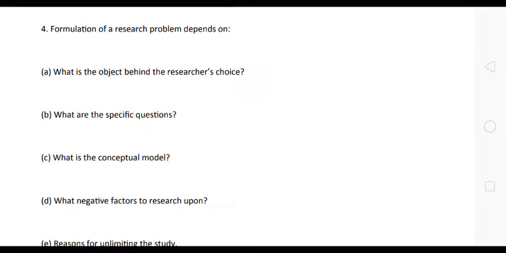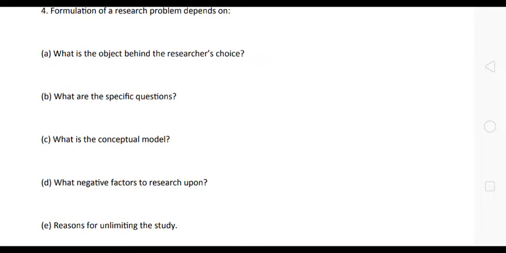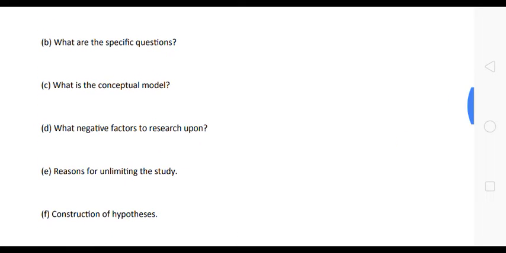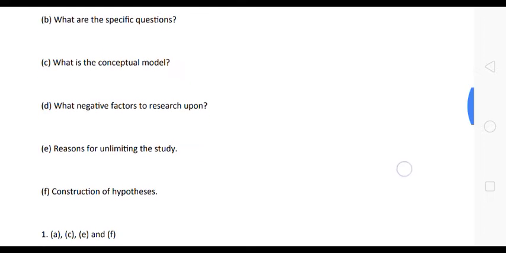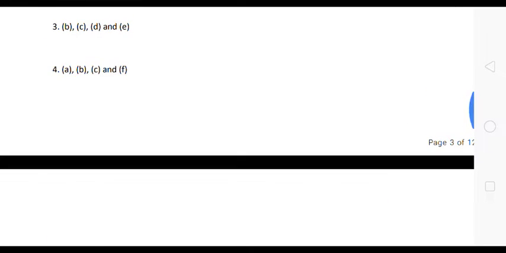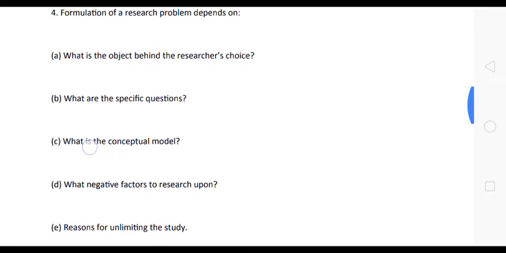The next question is, formulation of a research problem depends on. Options are, A. What is the object behind the researcher's choice? B. What are the specific questions? C. What is the conceptual model? D. What negative factors to research upon? E. Reasons for delimiting the study. F. Construction of hypotheses. The correct answer is option 4, A, B, C, F.